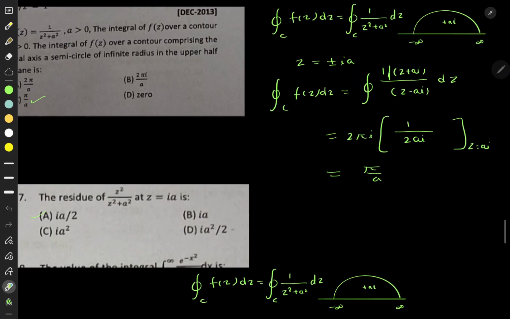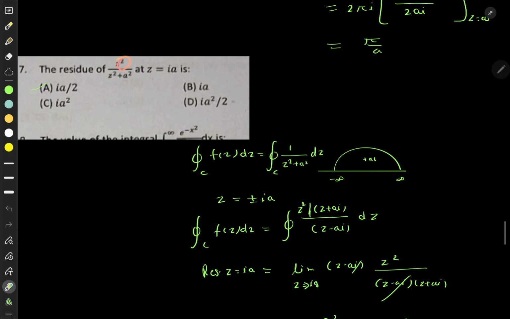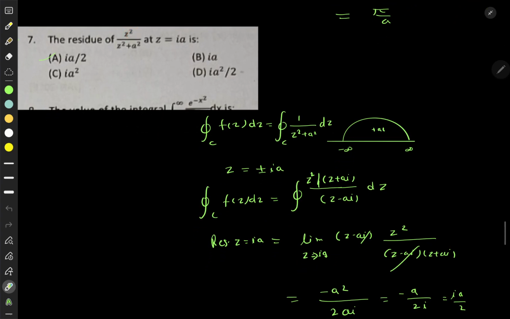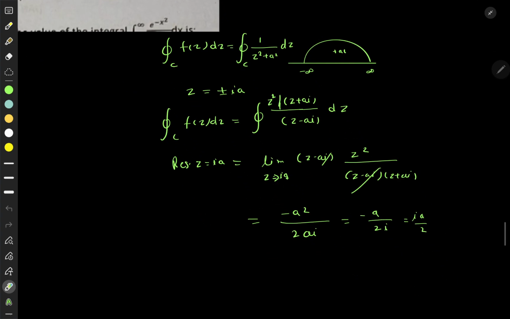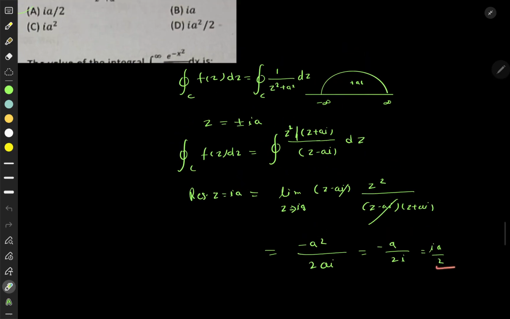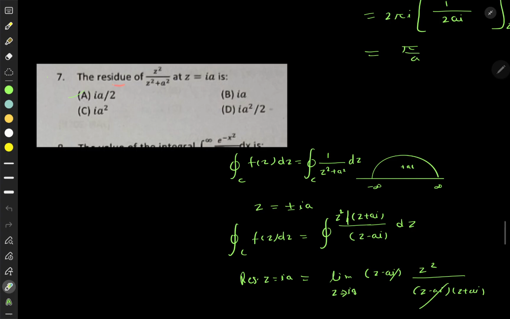Now the same function with z square in the numerator. So again plus a iota, so z minus a iota will be in the denominator, it will be cancelled out. z square upon z plus a iota. So simply put z equal to minus a iota. You are having residue minus iota a by 2. It is the residue. But if you calculate the value of integration, then 2 pi iota into minus iota a by 2, so equal to pi a.